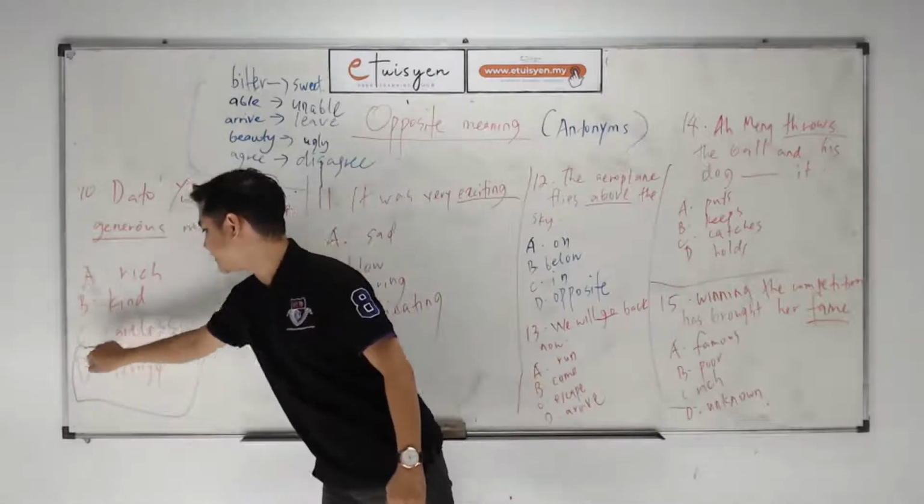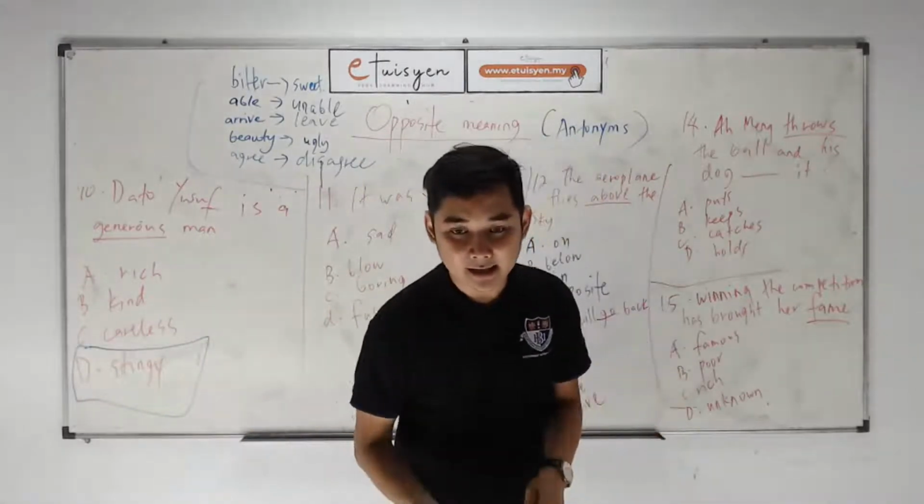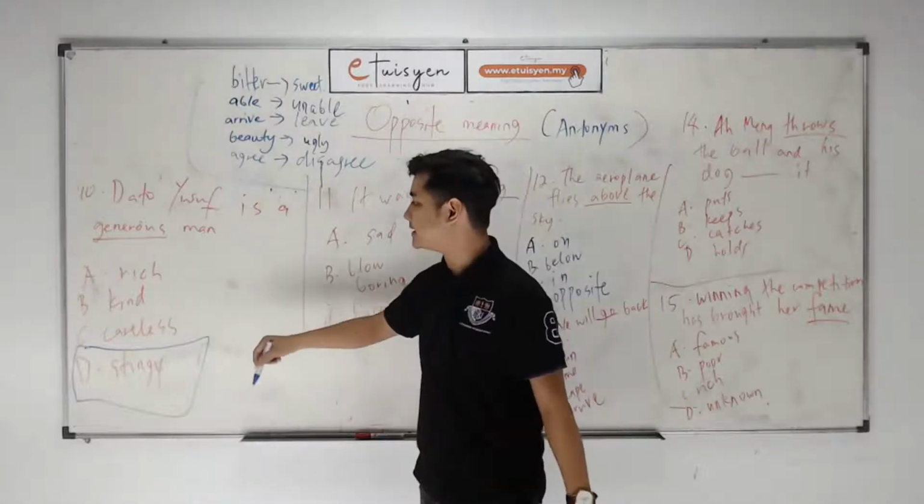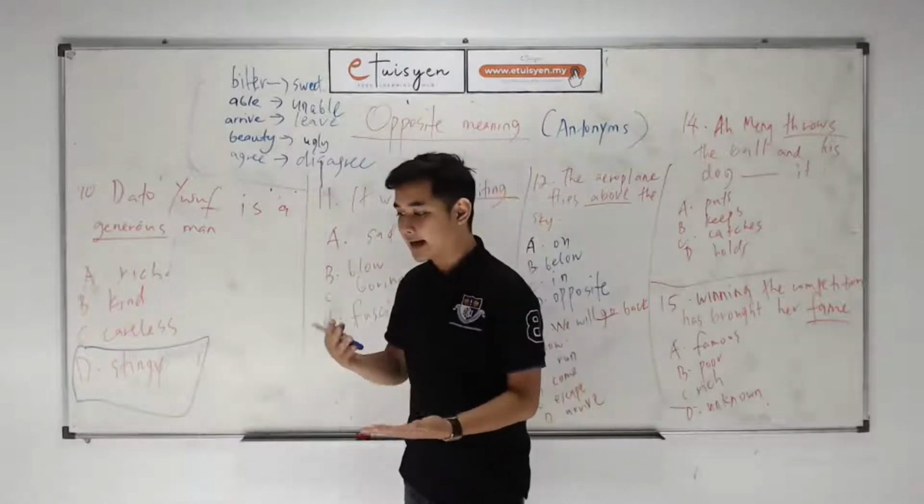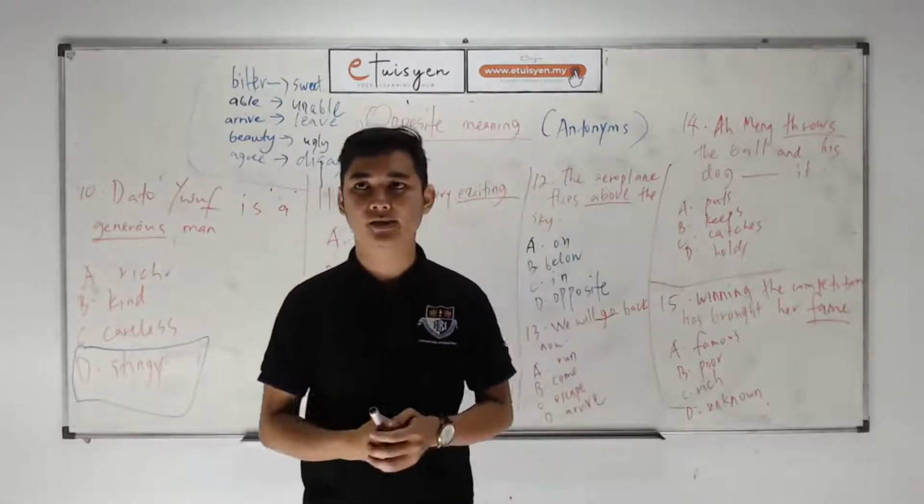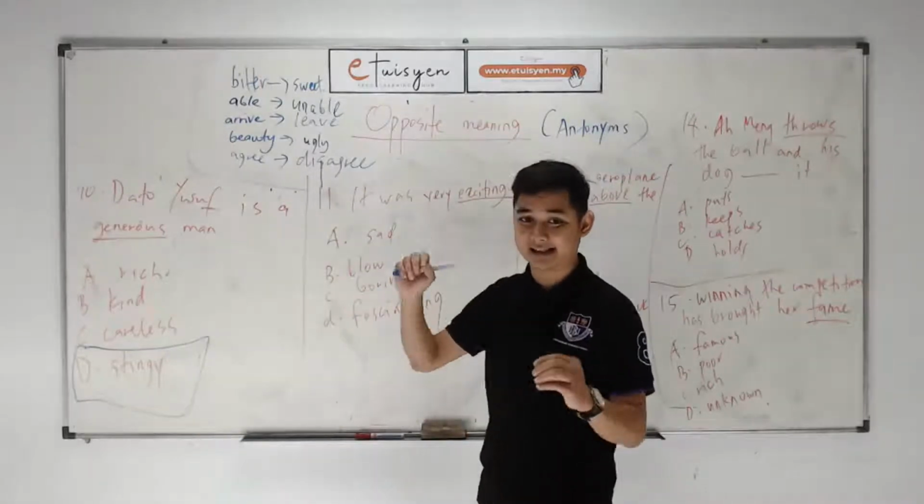Okay, alright. Bila Dato' Yusuf, kalau dalam sinonim, generous ni sama dengan rich. Tapi sekarang kita berbincang, we discuss about antonym. Maksudnya, opposite meaning lah. So, opposite meaning for generous is stingy.